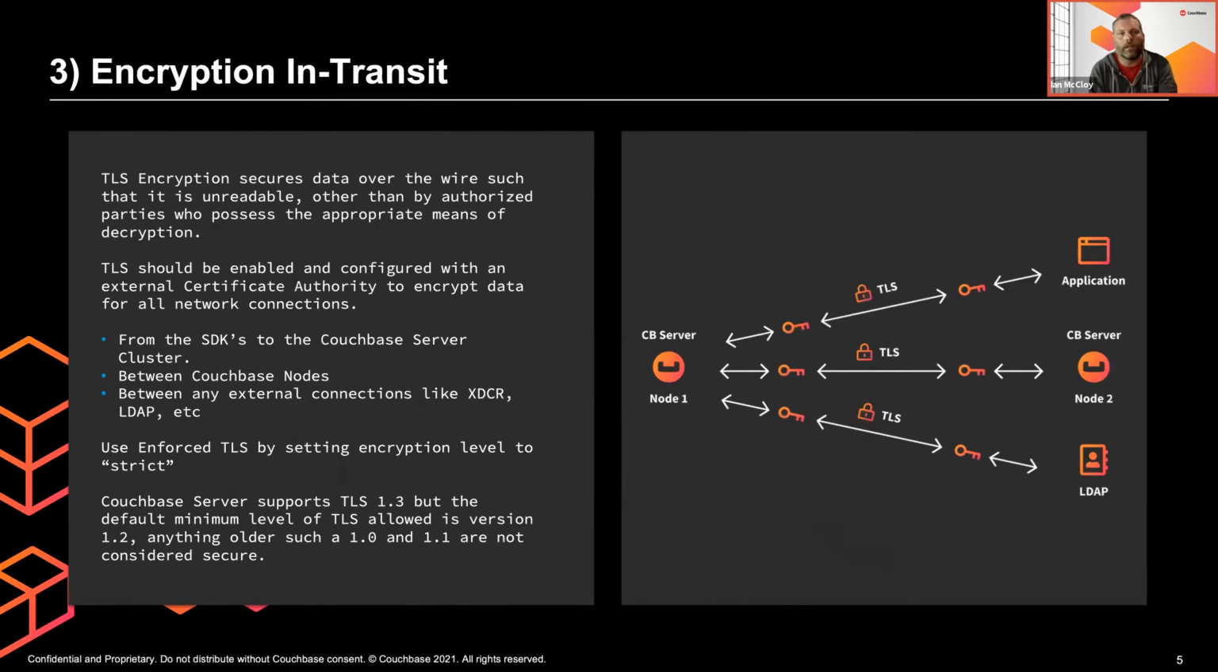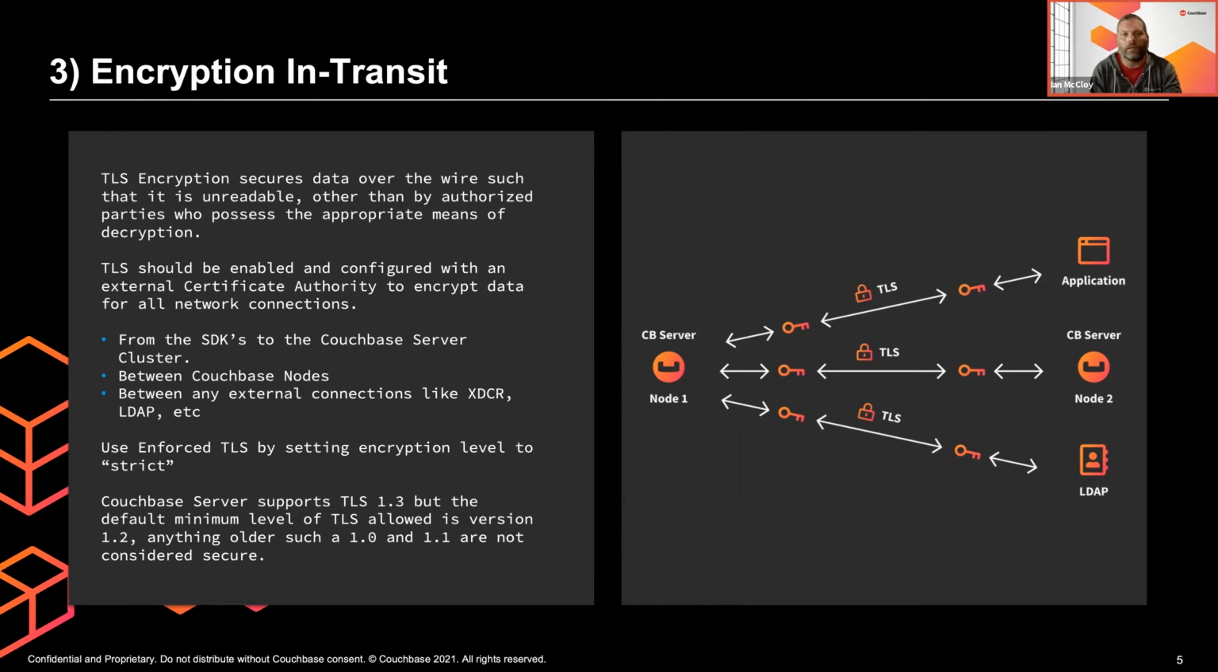The next area we're going to look at is encryption in transit. So encryption in transit is making sure that any of the data that goes over the network is fully encrypted and secure, so it can't be intercepted by attackers or people who are looking on your network.